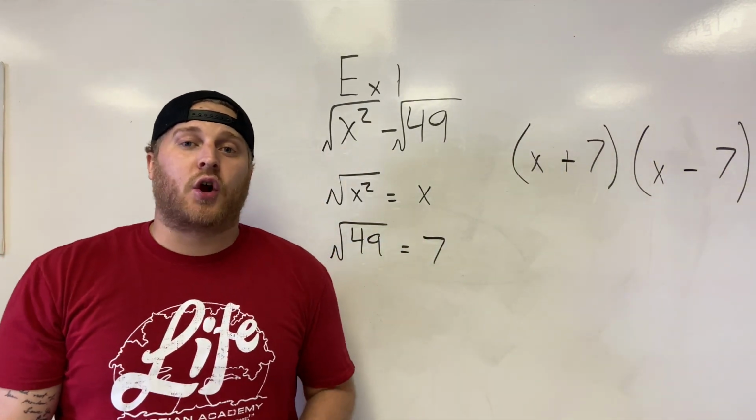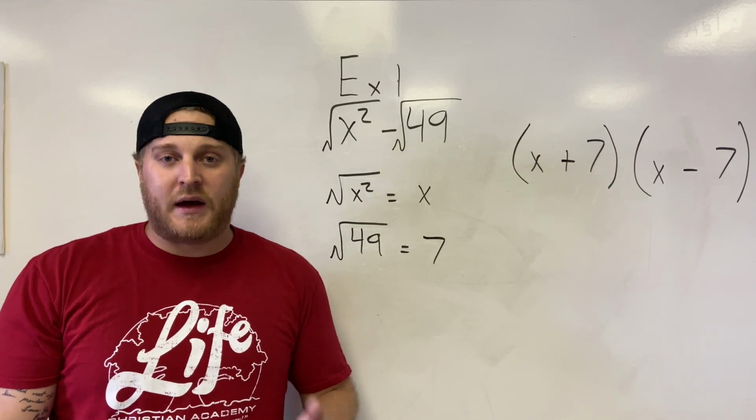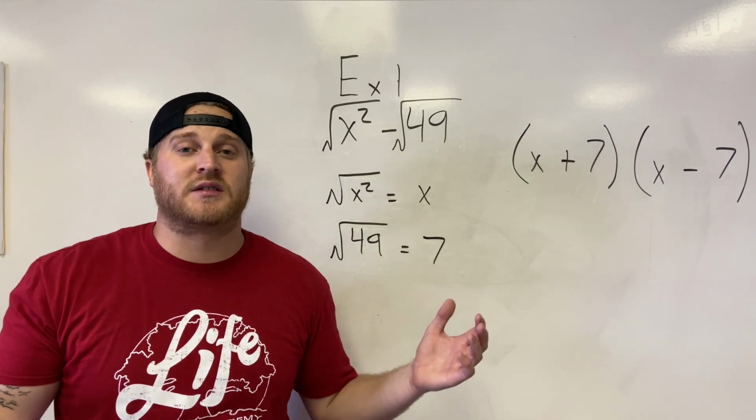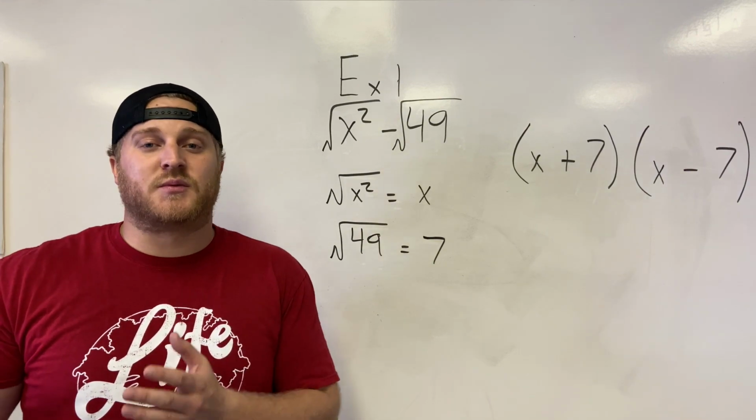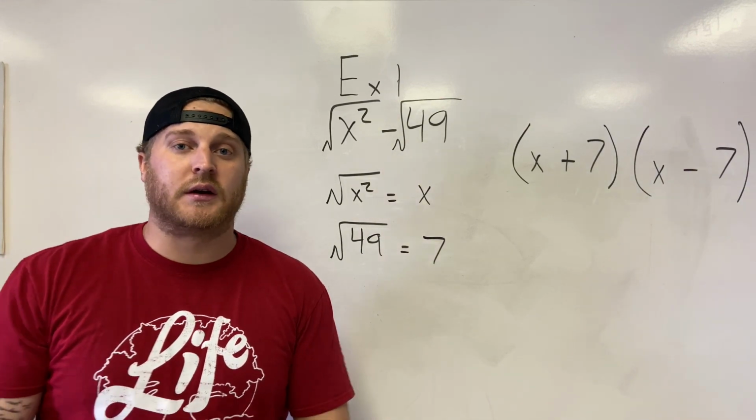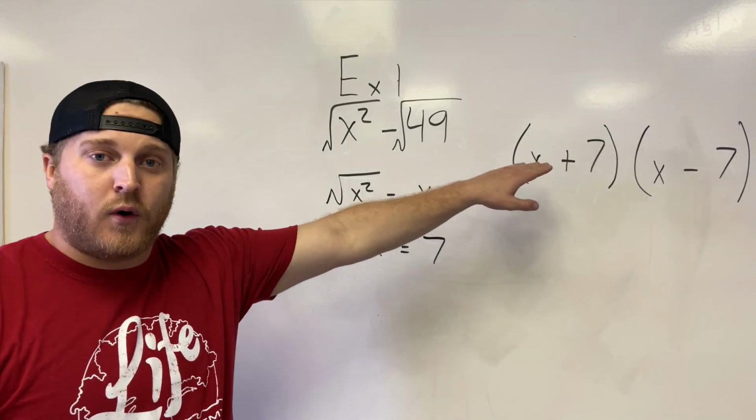Now the way we would check our work here is by doing the FOIL method. That's what we're going to be doing for the rest of this chapter. We're going to be doing the FOIL method to check, and even some of the steps require us to do the FOIL method in order to get the right answer. So let's do the FOIL method.